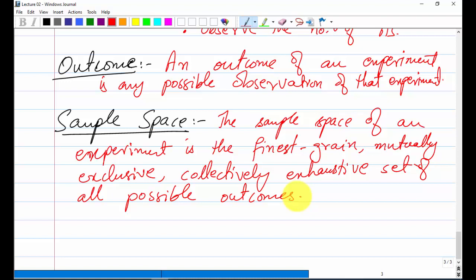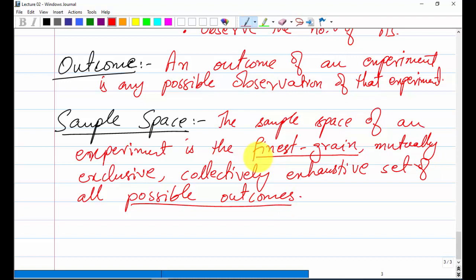Just like we said in the universal set that all the elements must be from the same context, here we have said finest grain, and they are mutually exclusive. We know the definition of mutually exclusive: they must not share anything, so their intersection should be the null set. Collectively exhaustive means that if we take all of them separately, they make our whole universal set, or here we call it sample space. So all possible outcomes that can be possible.